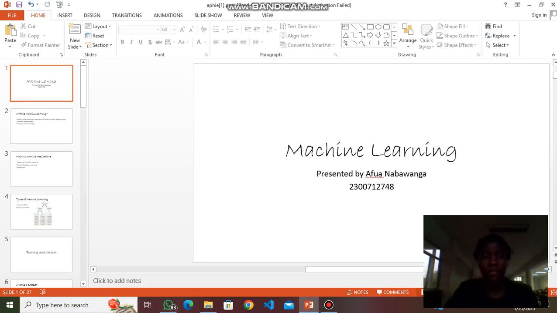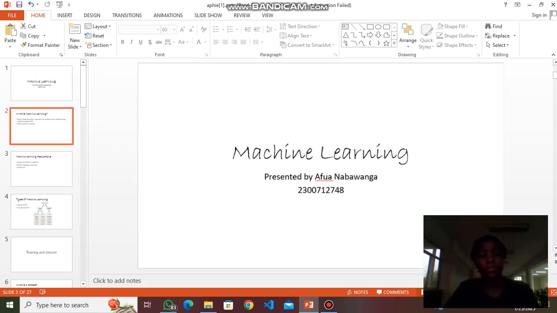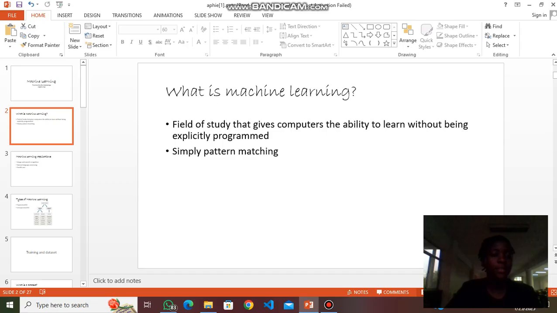Slide 1. What is machine learning? Machine learning is simply a field of study that gives computers the ability to learn without being explicitly programmed. Like, it doesn't require someone to go ahead and program, but just works automatically. That's machine learning, the field of study that gives computers the ability to learn without being programmed.